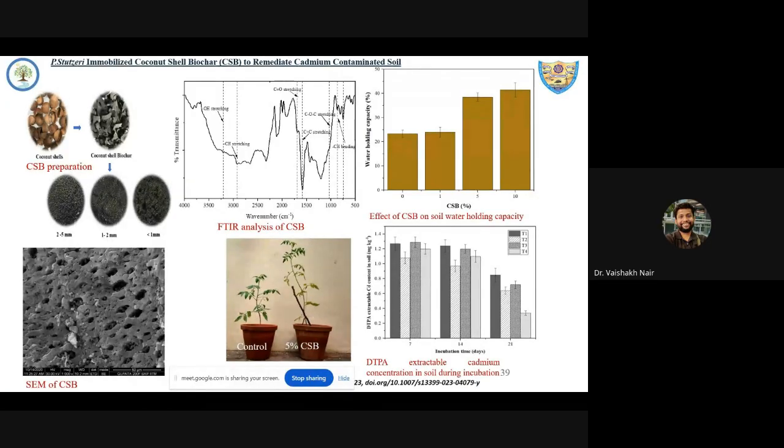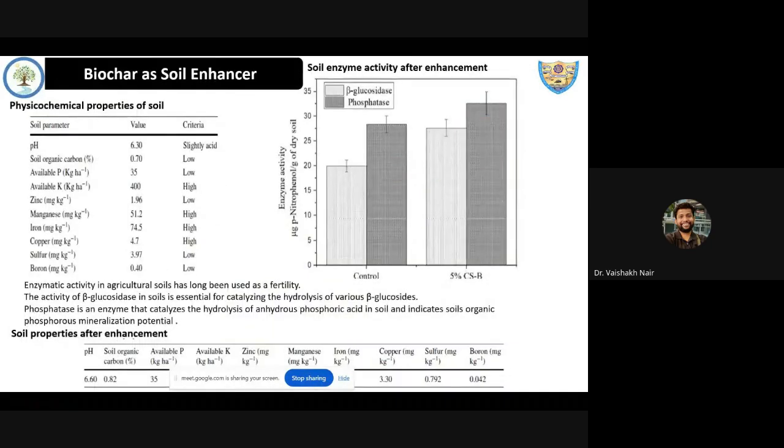Again, you can see cadmium studies were done. And this was a tomato plant study. So it was observed that the 5% coconut shell biochar was useful in the removal of cadmium from the plant, as well as helping the plant growth.